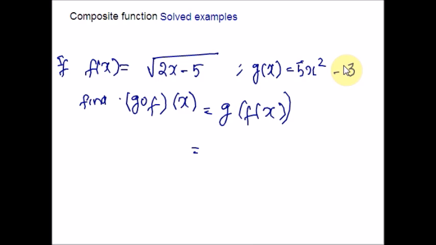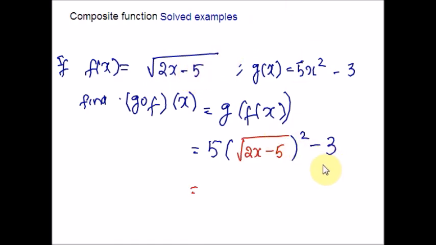5x squared minus 3. Replace x by f of x, which is nothing but the square root of 2x minus 5. Now let us simplify it. We know that the square of a square root is nothing but the term itself.